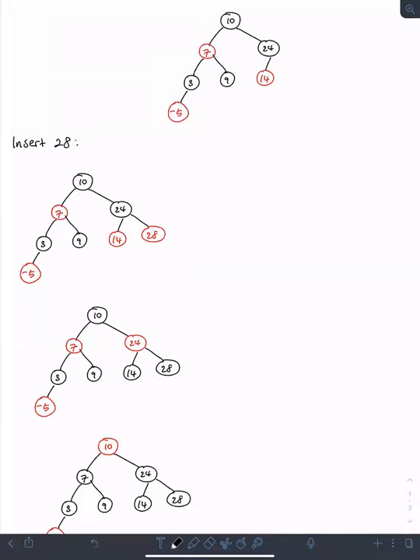All right, this is question 3, insertion into red-black trees. So we start off with this red-black tree originally, and then we want to insert 3 values. So the first one is 28.